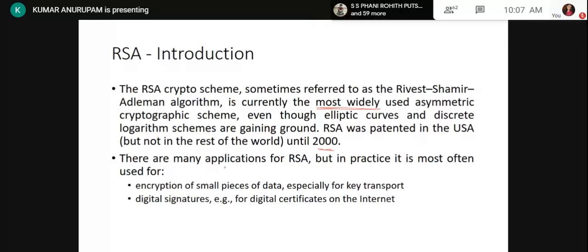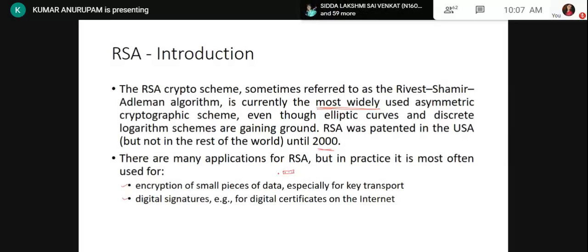Then there are many applications for RSA, but in practice, people use it mainly for these two purposes. The first thing is encryption of small pieces of data. So if you want to encrypt some data which is very small in length, for example the key of an encryption algorithm, which can be 56 bit or 64 bit, it's up to us.